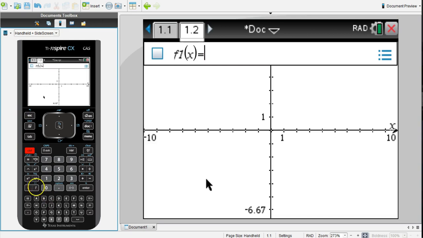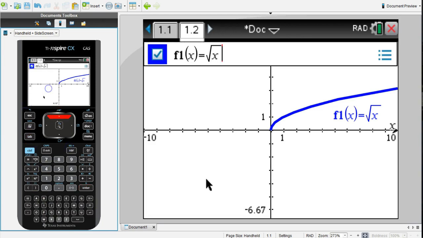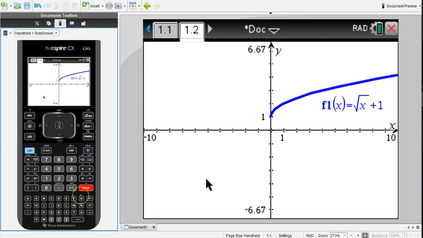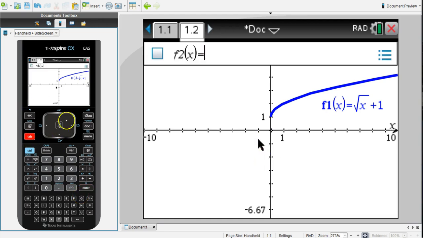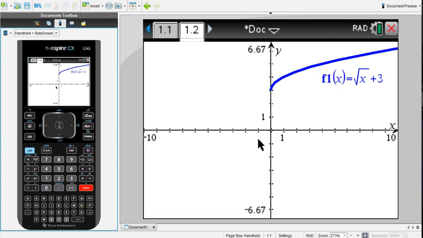How about the square root of x? Okay, we saw that. If I make that the square root of x plus 1, it just takes that entire graph and moves it up 1. Same graph, just moved up 1. If I changed it from a plus 1 to a plus 3, now it's just the parent graph moved up 3. This moved up 3, 1 moved up to 4, 2 moved up to 6. Everything got shifted up 3.